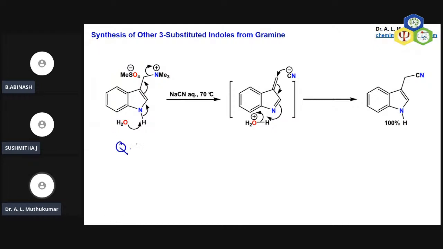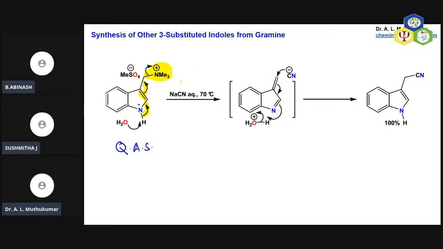So this quaternary ammonium salt will be reactive with sodium cyanide. So initially what is happening, this lone pair will be pushed here. Okay, so this electron will be shifting here, and this is a very good leaving group, this is leaving here, leading to the formation of this type of intermediate.